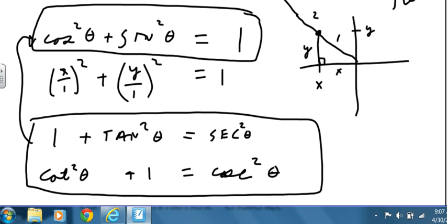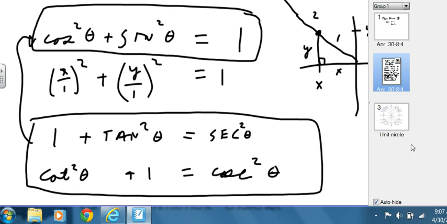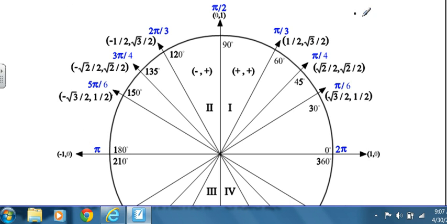So now we're going to look at something else. This is the unit circle, and let's see if I can get it small enough so we can see the whole thing. Of course, no, we can't.